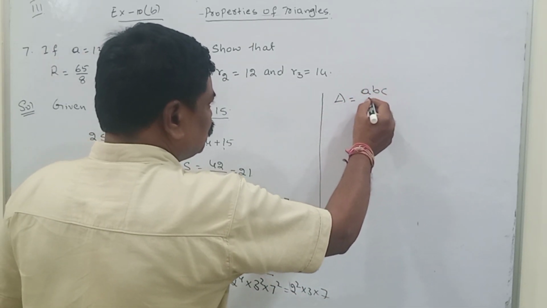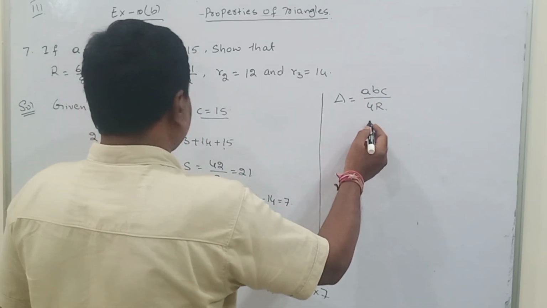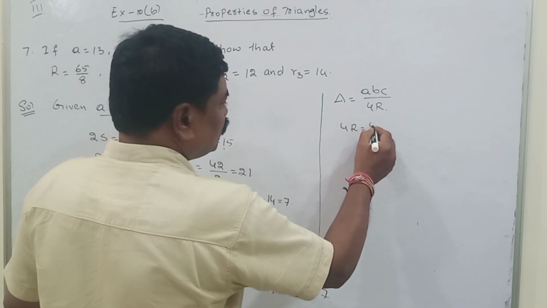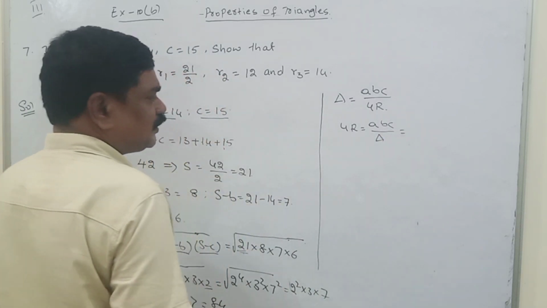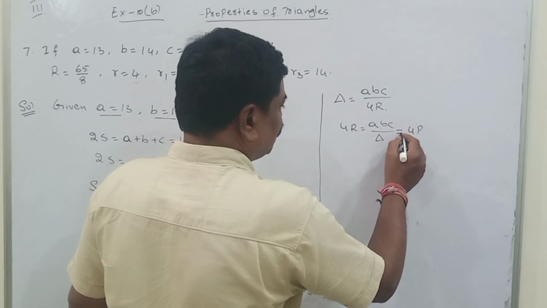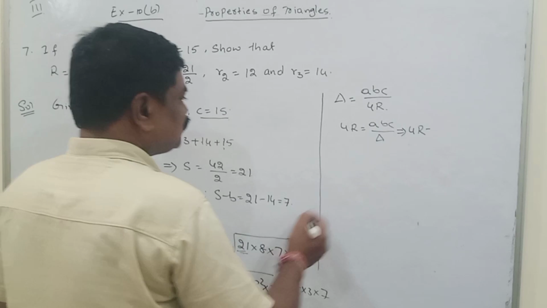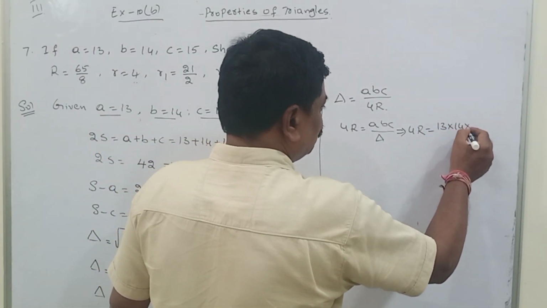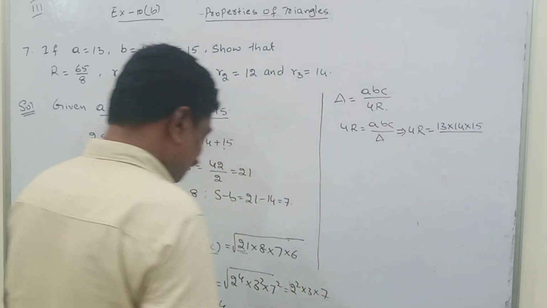Delta is equal to ABC by 4R. So here 4R is there. So 4R is equal to what? ABC by delta. So 4R is equal to ABC, A is equal to 13 into B is equal to 14 into C is equal to 15 by delta.